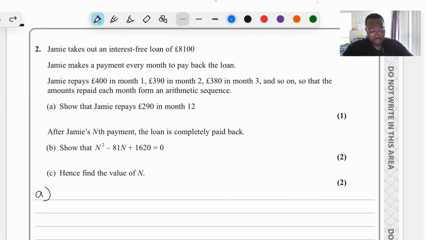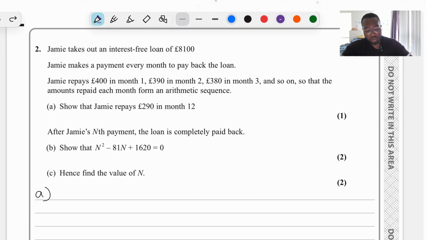Okay, so with this question here, we have Jamie. Jamie takes on an interest-free loan of 8,100, and then makes a payment every month to pay back the loan. The first month is 400, then it's 390, then it's 380, and so on, such that it forms an arithmetic sequence. We can show that Jamie repays £290 in month 12.